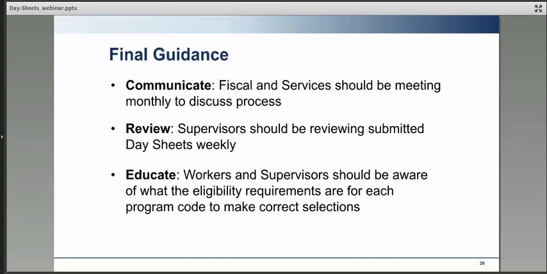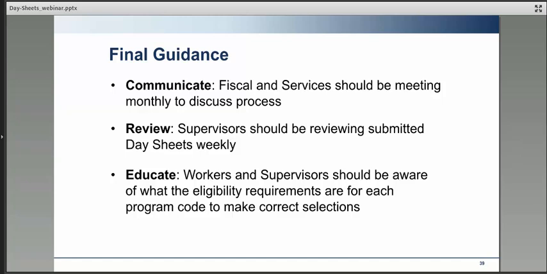Again, we want to focus on the KISS model. Keep it simple, social worker. If we don't have to make it harder on ourselves, why would we? And then educate. Workers and supervisors should be aware on a regular basis as to what the eligibility requirements are for each program code to help make correct selections.